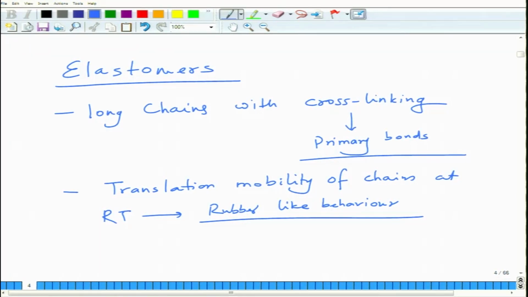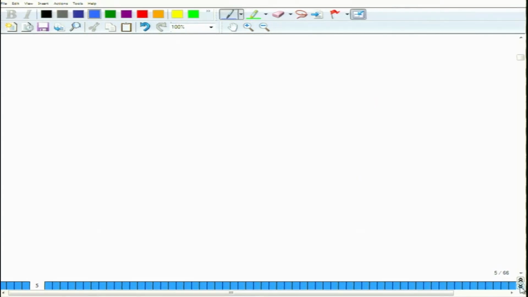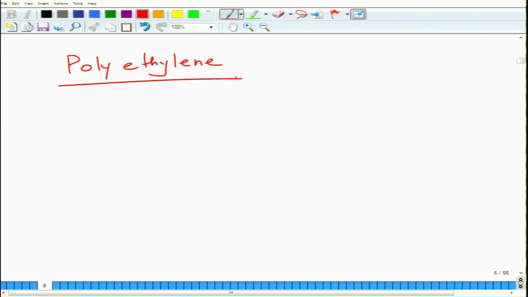So these are the three categories of long chain polymers. Let us see the example of, to begin with, the polyethylene structure. So we start with the polyethylene structure.